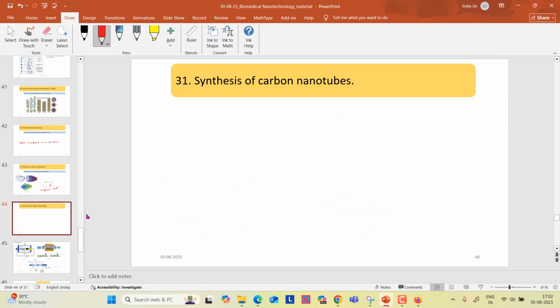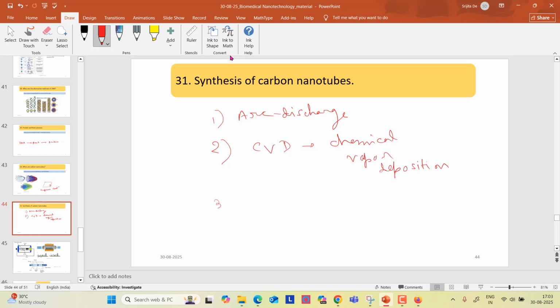Then comes the synthesis process of carbon nanotubes. There are three basic synthesis processes. One is the arc discharge method. Second is the CVD, chemical vapor deposition method. Third is the laser ablation method. Okay, so these are the diagrams along with it.